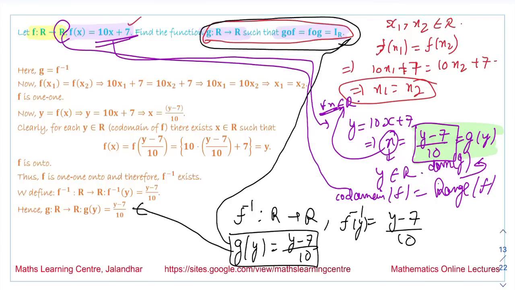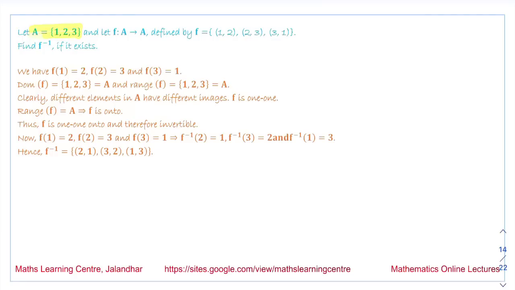Next we have: let A be the set {1, 2, 3} and f a function defined from A to A, and the definition of this function is given over here, that f maps 1 to 2, 2 to 3 and 3 to 1. Find f inverse if it exists.